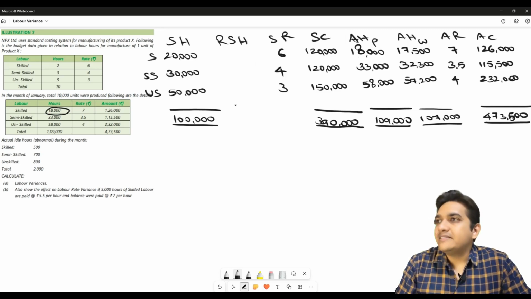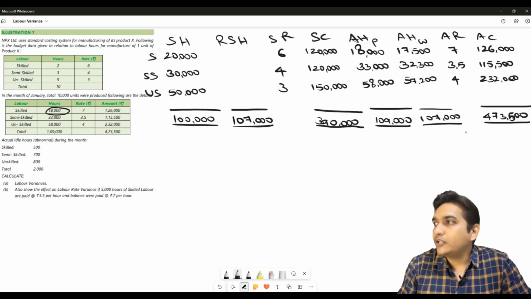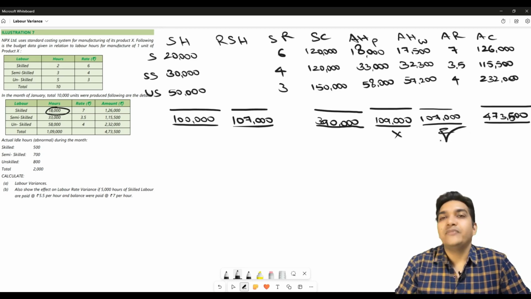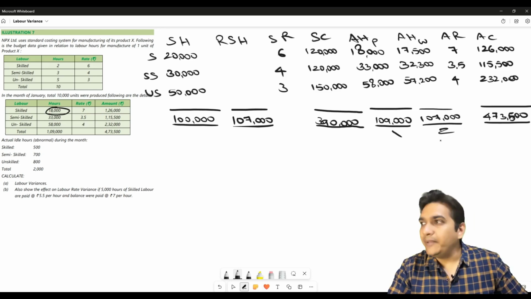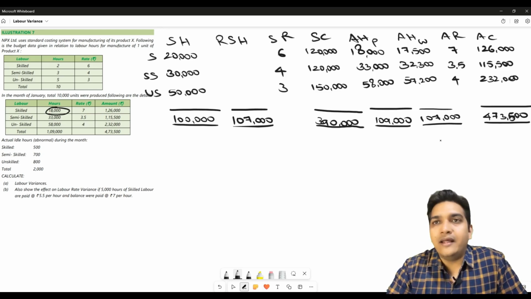Now coming to revised standard hours. The total should be equal to 107, that is the actual hours worked, not the actual hours paid. We will not take this, we will take this. Why? Because we require revised standard hours to compute yield and mix. What do yield and mix form part of? Efficiency. What does efficiency give us? Efficiency gives us how many hours the workers efficiently worked.